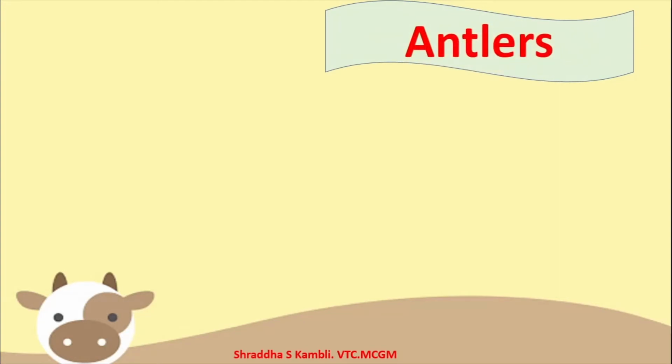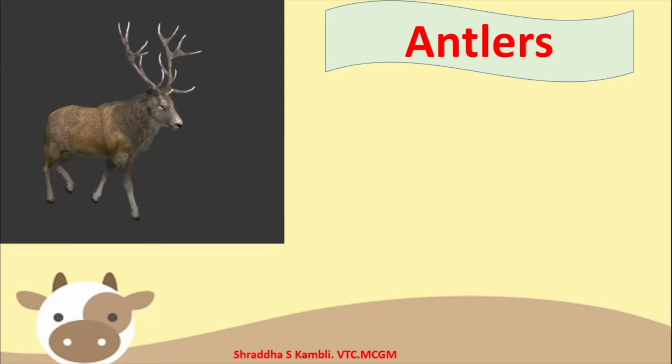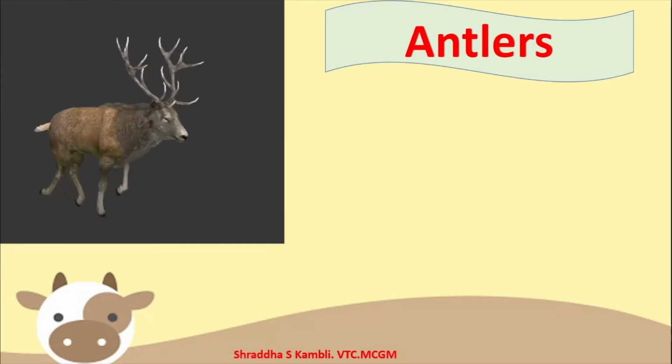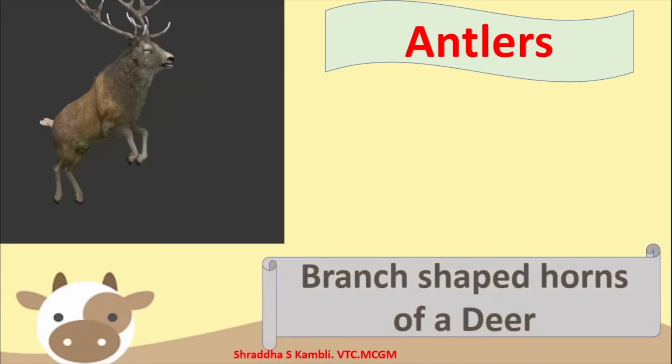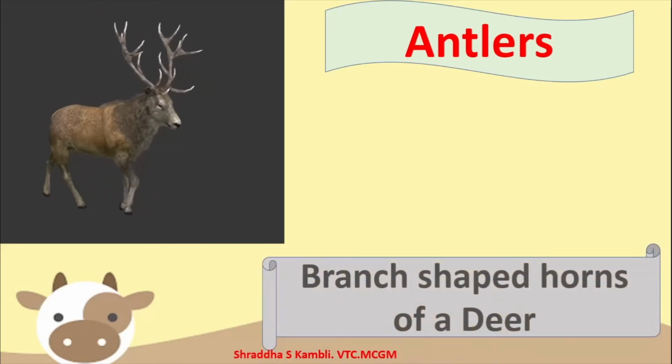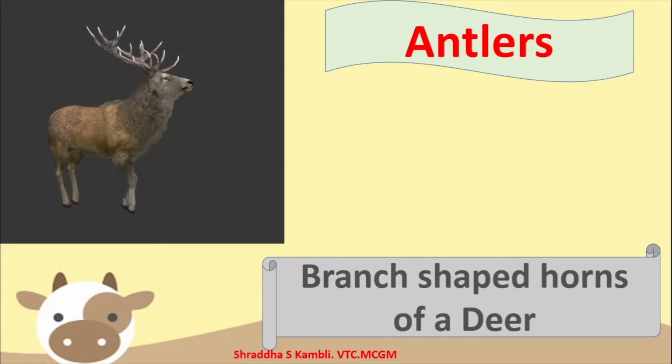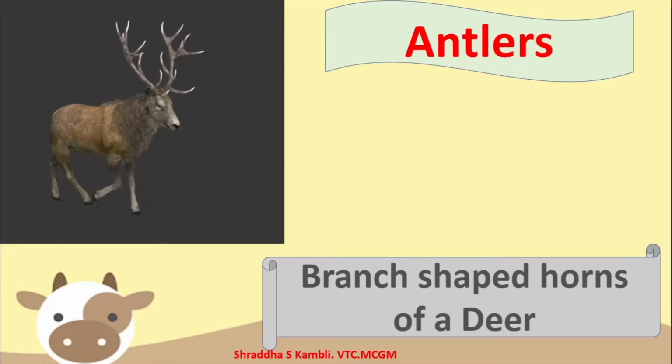Now let us look at a few meanings here. So antlers means what? The stag, or certain kinds of deer, have these branch shaped horns which are called antlers. Can you see? See how he is shaking his antlers?